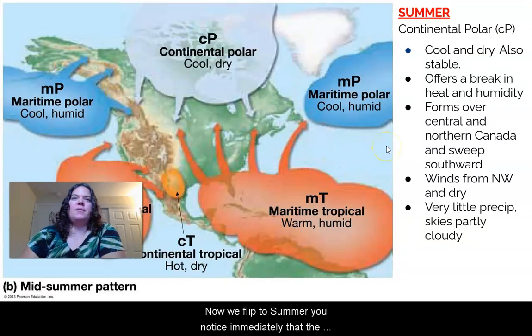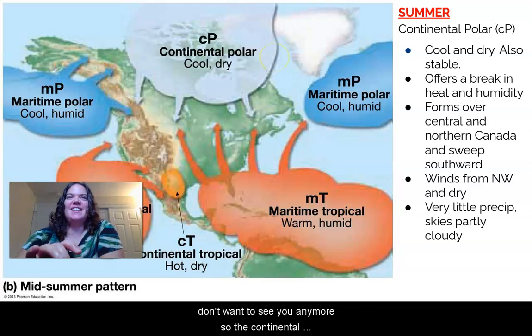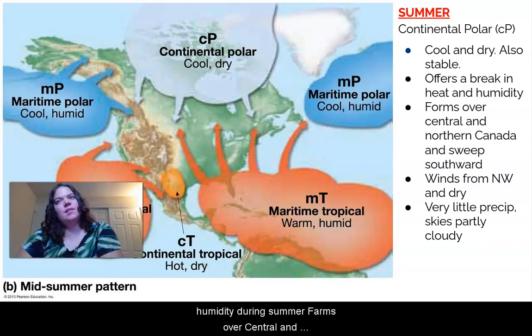Okay, so now we flip to summer. You notice immediately that the Continental Arctic is gone. Thank goodness. Goodbye, I don't want to see you anymore. So the Continental Polar kind of retreats northward. You see it's not as far south, so it retreats northward. And now it's considered cool and dry. It's also still stable. It offers kind of a break in the heat and humidity during the summer.